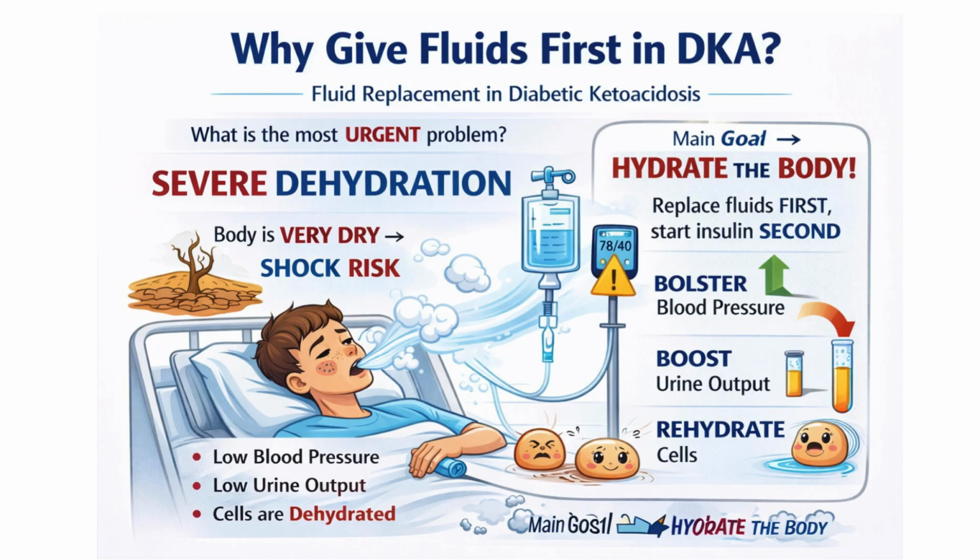This is why the order of treatment matters. In diabetic ketoacidosis, hydration comes first. Insulin follows only after the body is stabilized. That sequence is what keeps the patient safe.